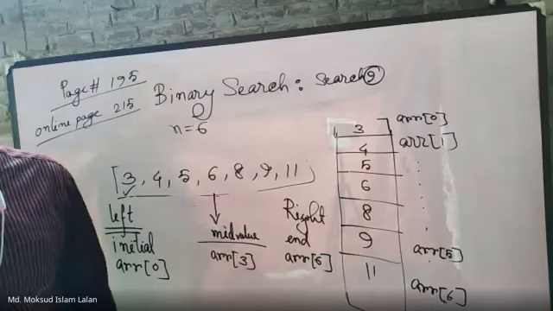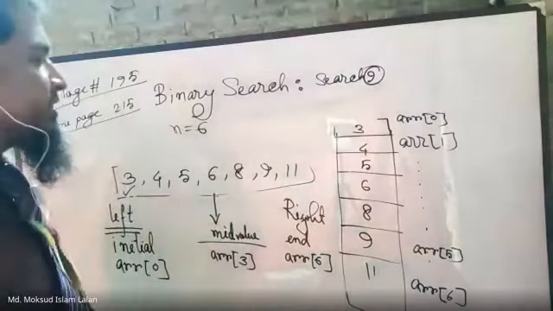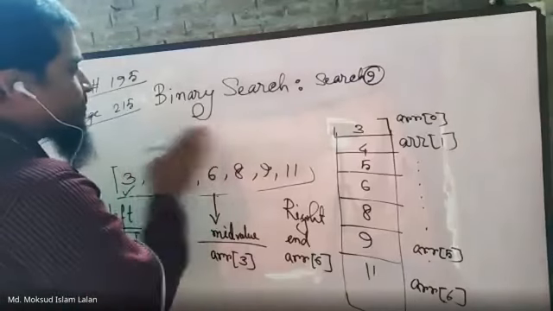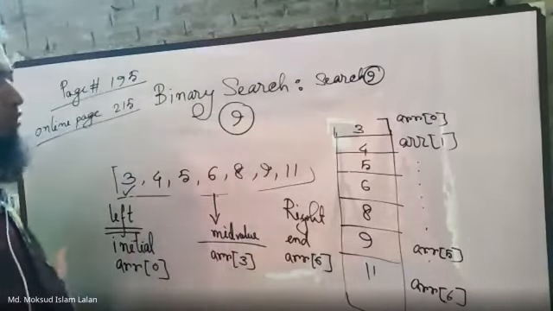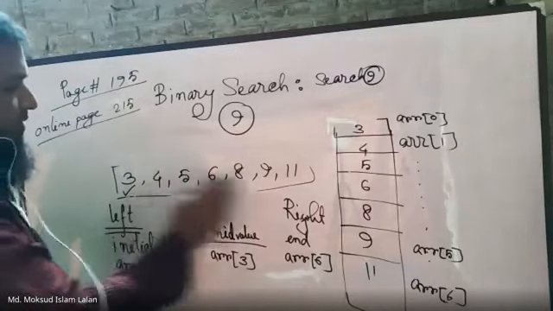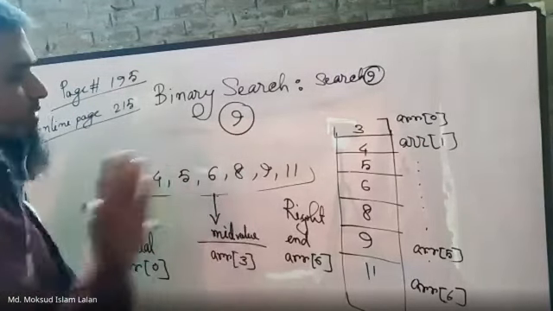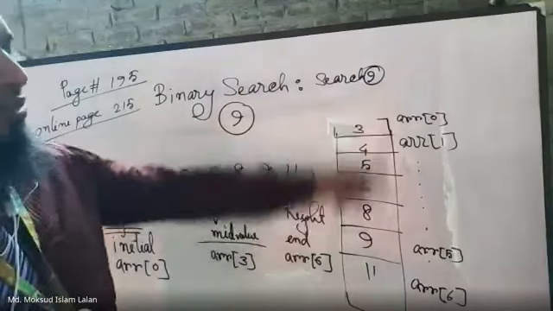What is the procedure? Procedure is something like this. Suppose we are searching 9. So here left, right, and mid value you have to find by declaring this one.